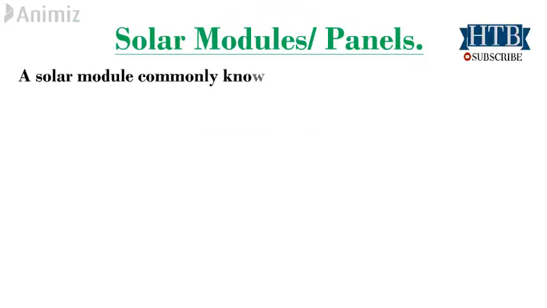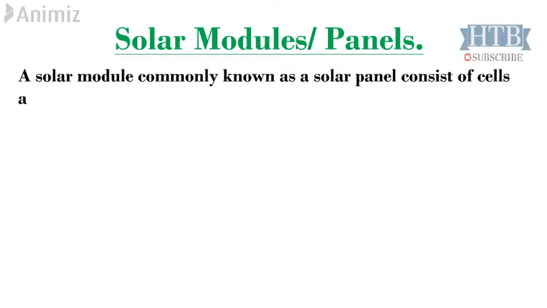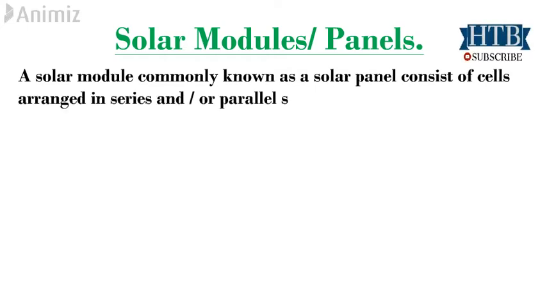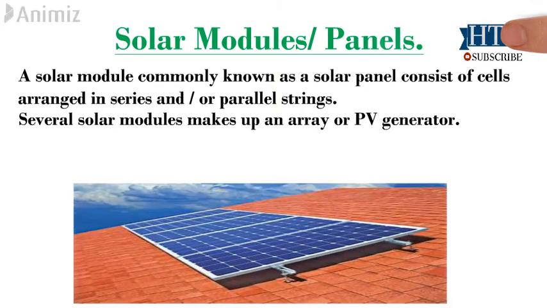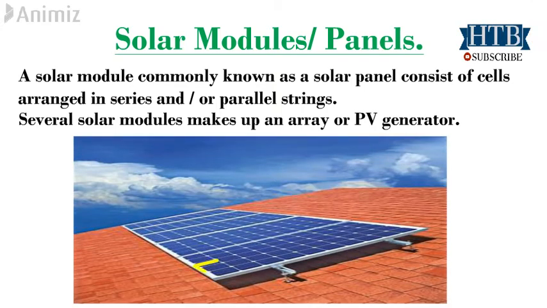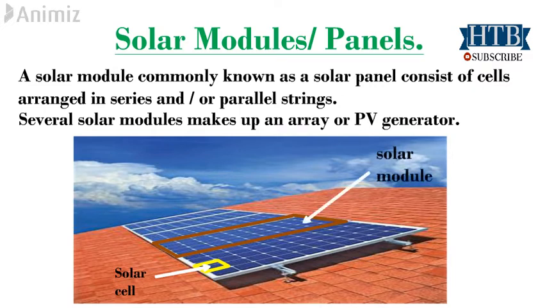A solar module, commonly known as a solar panel, consists of solar cells arranged in series. Several solar panels make up what we call a solar array or PV array.